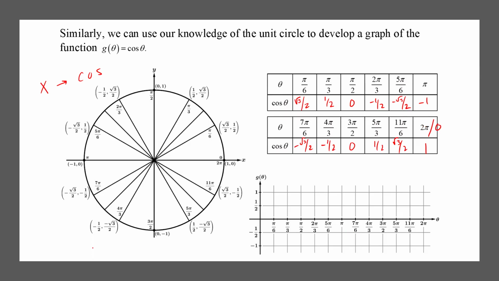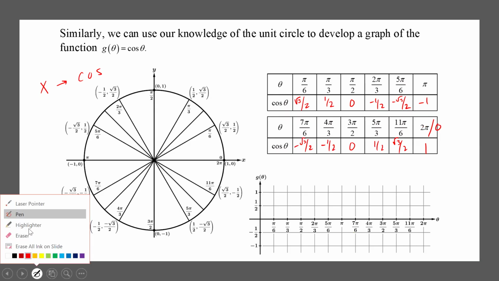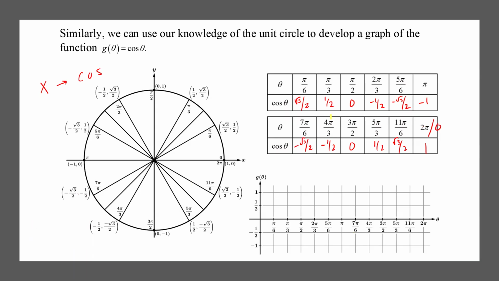Okay? So again, graphing wise, not that they don't matter, but we're just going to focus on our halves, our zeros, and our ones. So this time, 0 starts at 1. And then we're going to go to pi over 3, and pi over 3 is a half. We're going to go to pi over 2, which is 0. We're going to go to 2 pi over 3, which is negative half.